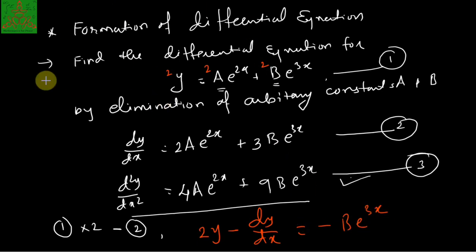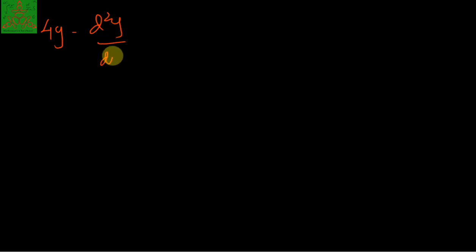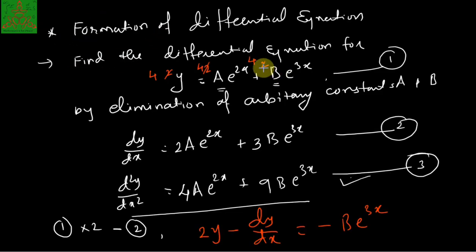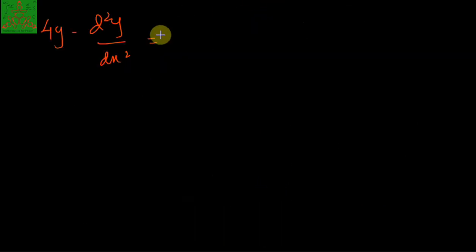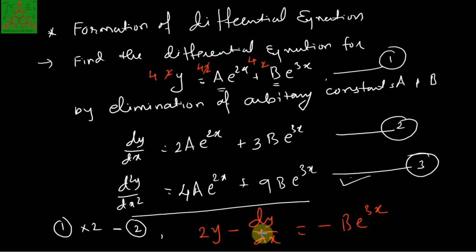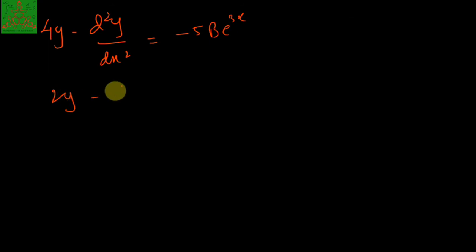Now in the next step, we will multiply equation 1 by 4 and subtract it from equation 3. What we will get is 4y minus d²y/dx² equal to 4b minus 9b, so it is minus 5b e^(3x). Now from the first equation that we got in the previous step, 2y minus dy/dx is equal to minus b e^(3x).